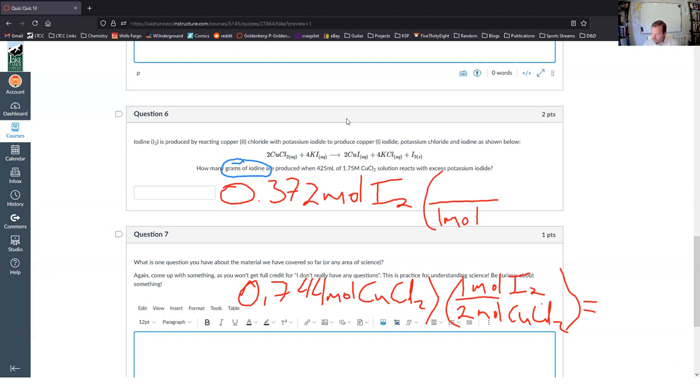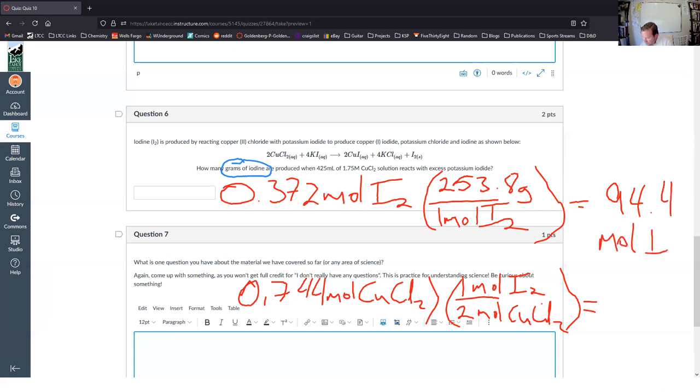One mole by two. You check the periodic table. The molecular weight of iodine is 126.9, and there are two of them. So 126.9 times two is 253.8. So final answer, 94.4 moles by two.